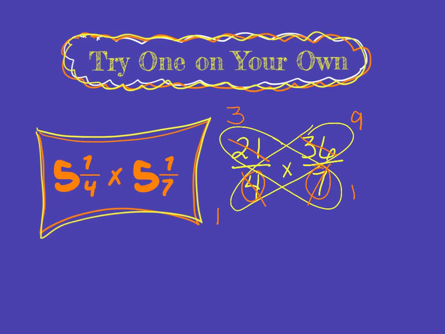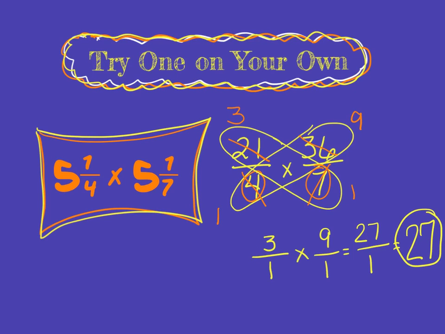I am now looking at multiplying two completely new fractions. Here I'm going to rewrite it so it's clear. I have 3/1 times 9/1. And if I multiply, I'm going to get 27/1. And when you simplify that, that just leaves you with a whole number of 27 without any real simplifying left to do.